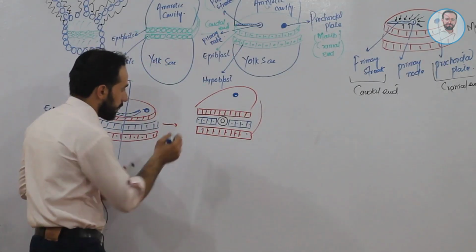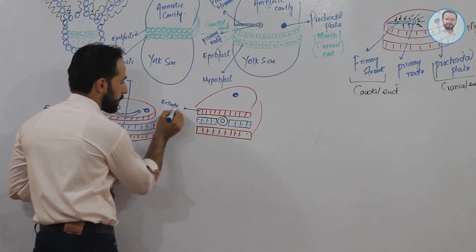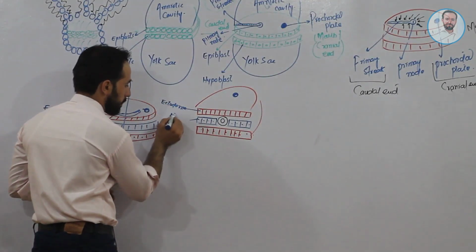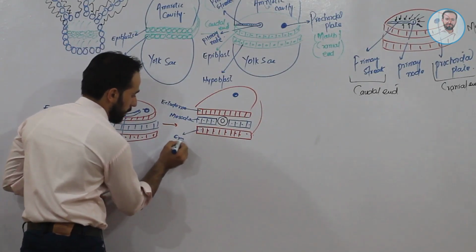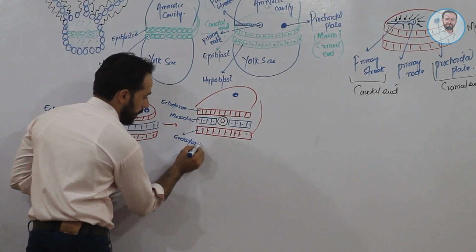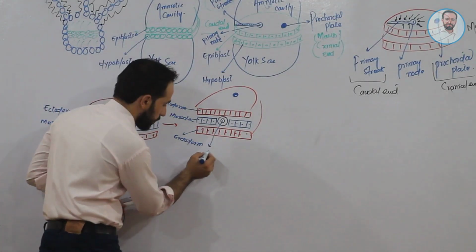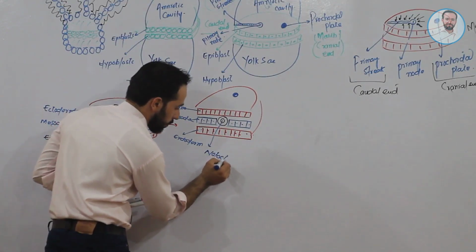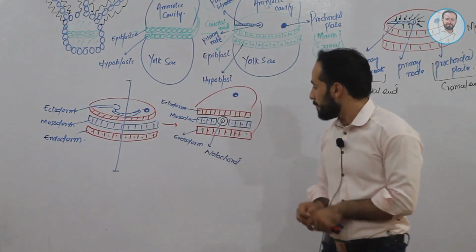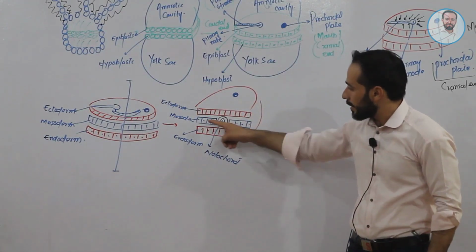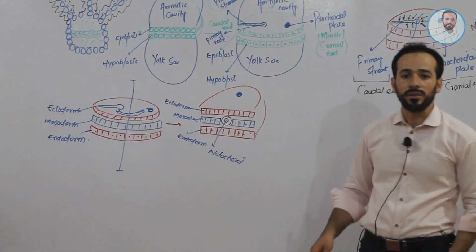Clear? So friends, this is our, once again, ectoderm. This is our mesoderm. And this is our endoderm. And this tube is called the notochord. So from in between the mesodermal cells, a tube has developed. This is called the notochord.